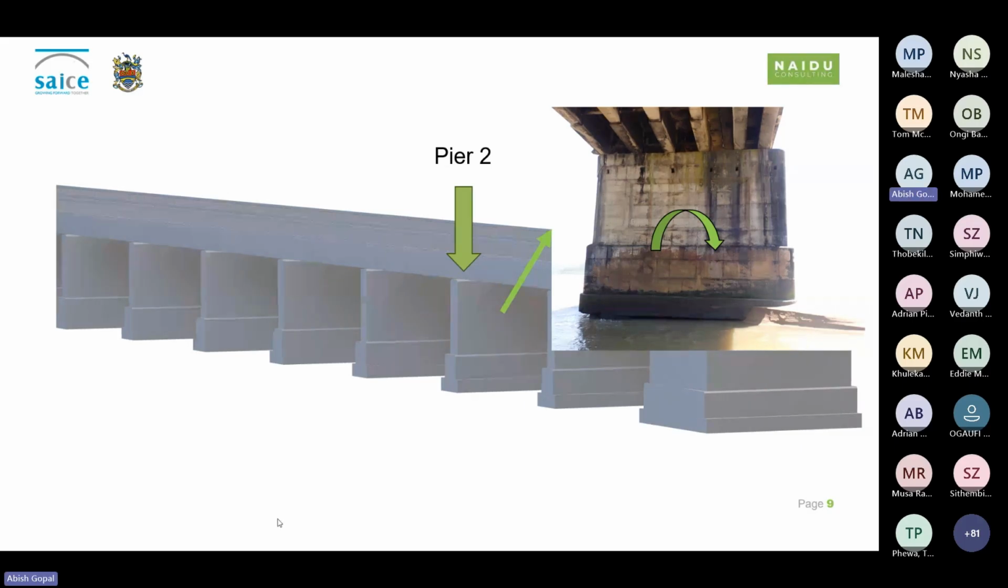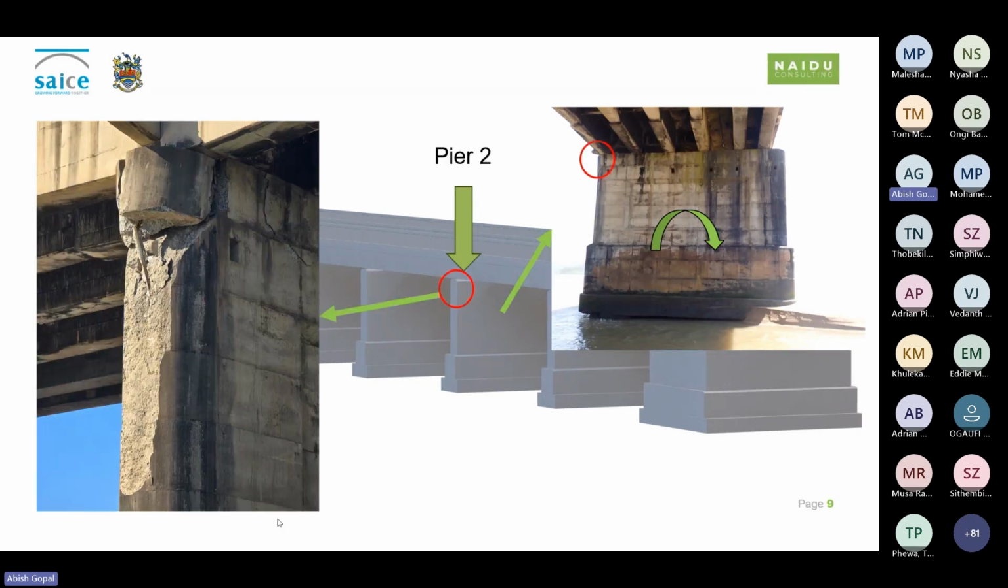In addition to this movement, this movement resulted in secondary effects, which can be seen in this photo where the edge beam support actually sheared off. In addition, the opposite edge beam lifted off the pier. Now, following all of these movements, redistribution of forces occurred, and as a result, shear cracks developed along the transverse diaphragm, and this was noted and recorded as well.